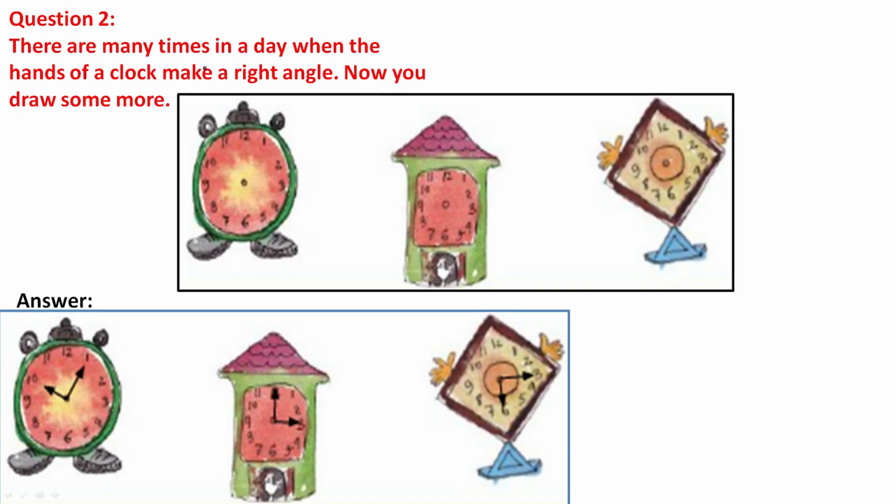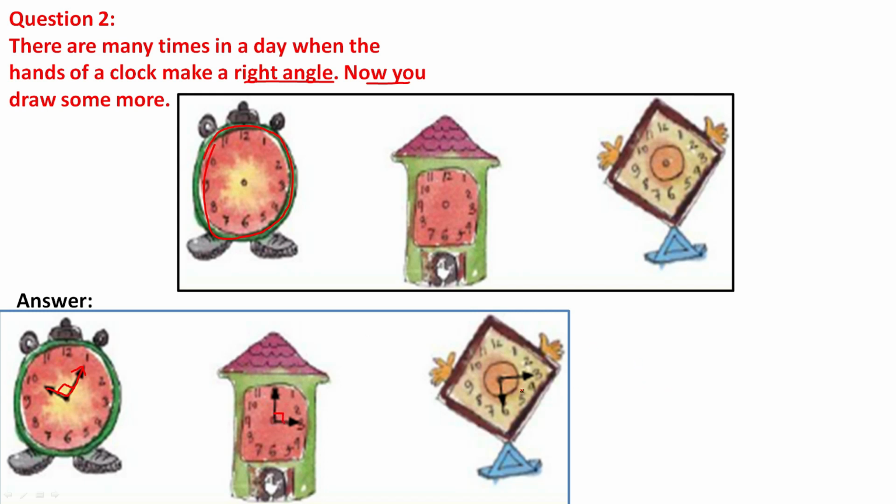There are many times in a day when the hands of a clock make a right angle. Now you draw some more. Here the clock picture is given. Now we are going to make a right angle. Here you can make a right angle. 3 o'clock makes a right angle.